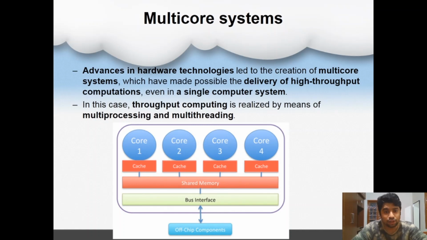In this case, throughput computation is realized by means of multiprocessing and multithreading. As you can see, there are 4 cores. Every core will have a cache and there will be a shared memory, and the bus interface you can see in the diagram of chip components.